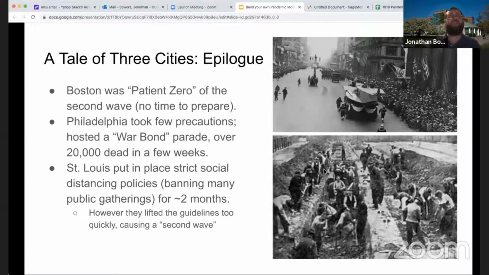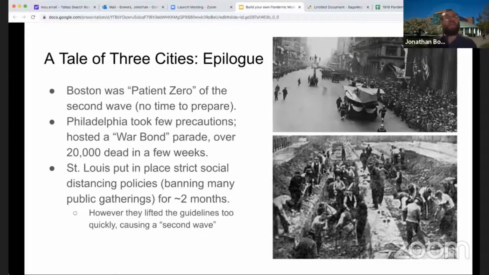Boston was very unfortunate. They were the patient zero of the second wave. Remember how it started in Kansas? It went from Kansas to Europe, and then it came back stronger than before, and it came back to Boston first. So they really had no time to prepare, which is why they had a really high curve.